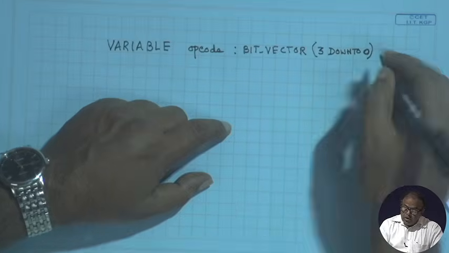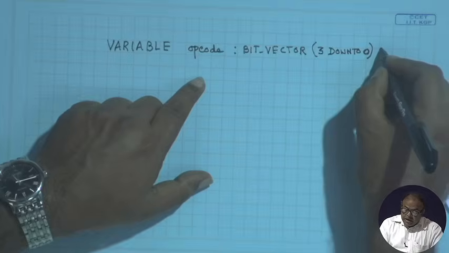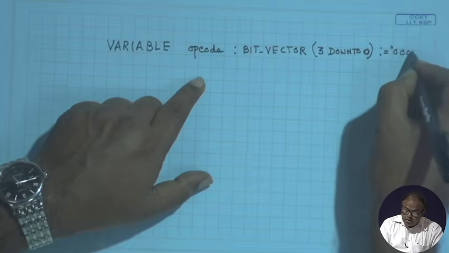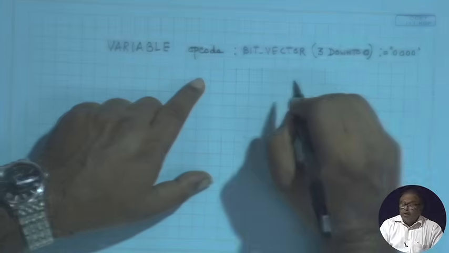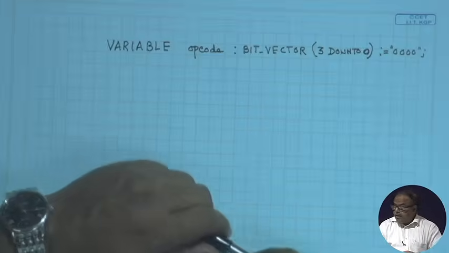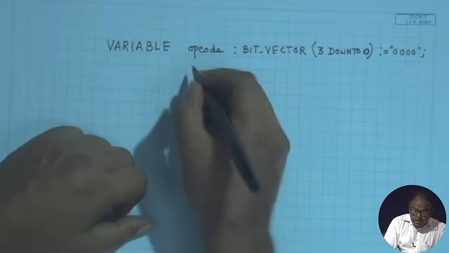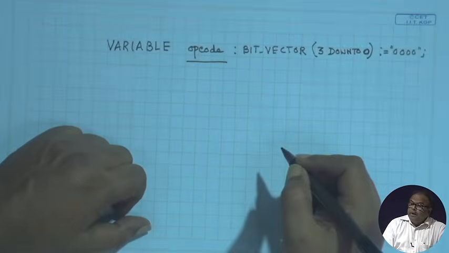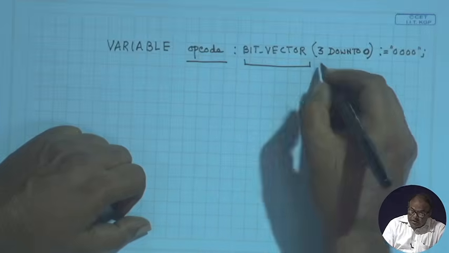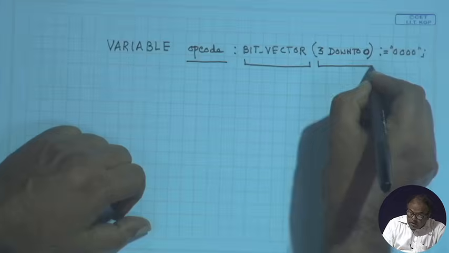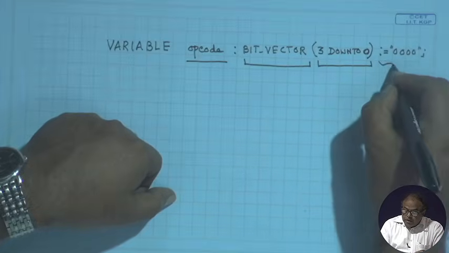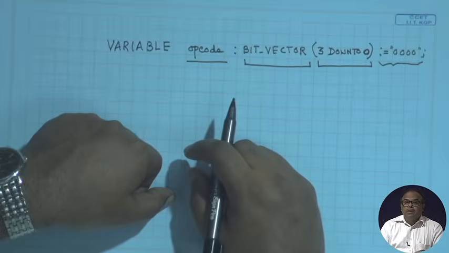Down to 0. I can initialize it again optionally with, say, 0 0 0 0 if I want to. So, what is there in this? Here is a variable name and here is the variable type. Since it is a vector, I have to give the dimension of that vector, and if I want, I can initialize it also.